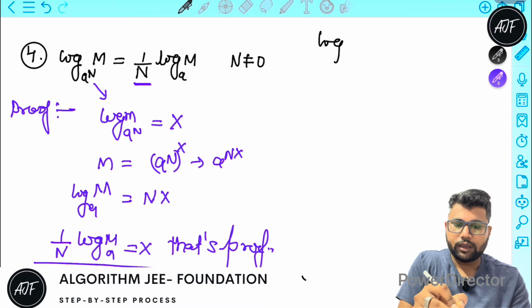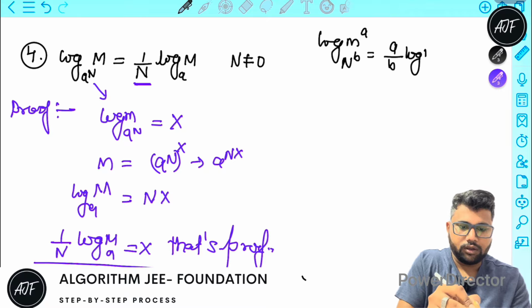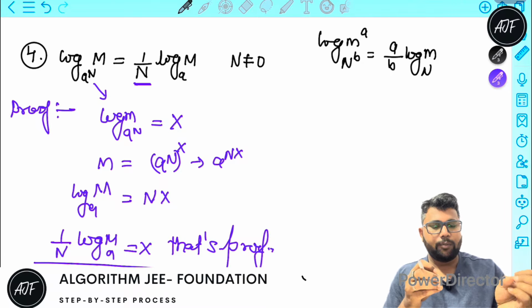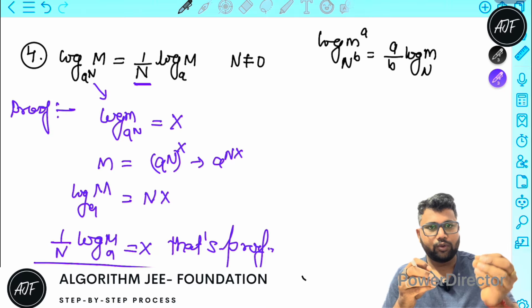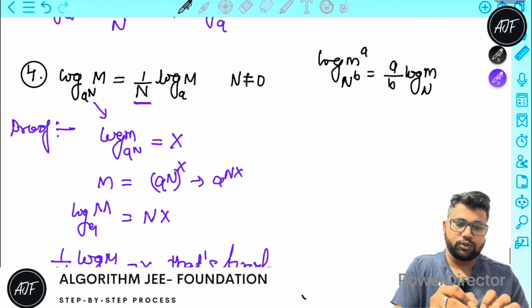Suppose log m base a. I'll just assume this is a power of m, or this is a power of n base b. So now the meaning is a by b log m, because the power of m is a, meaning it shifts to the coefficient directly, and the power of n is 1 upon b. So both are used at a time like this.